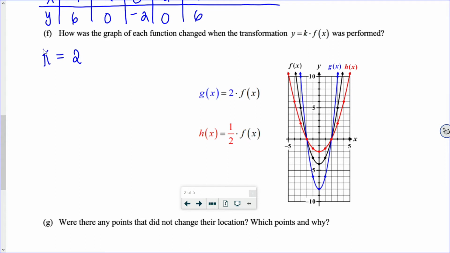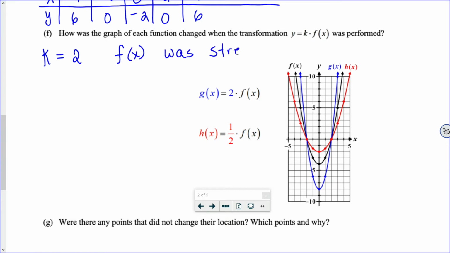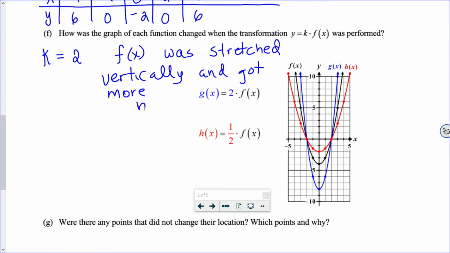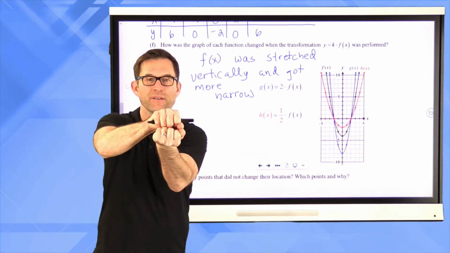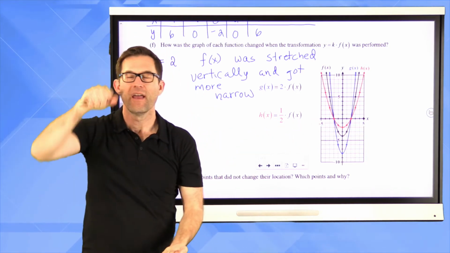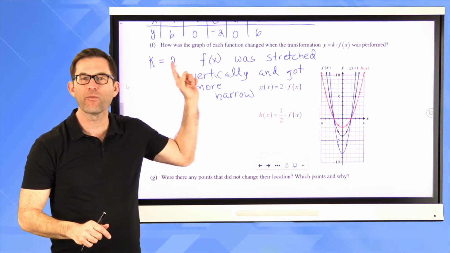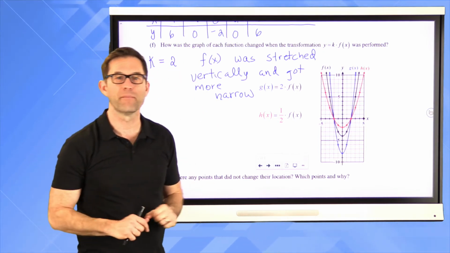Well, I've basically already gone over this, but when k was equal to 2, then what happened was f of x was stretched vertically and got more narrow. Right? So literally, it's like I took that graph in black and I just went like that. And it makes sense because every single one of those y values was multiplied by 2.